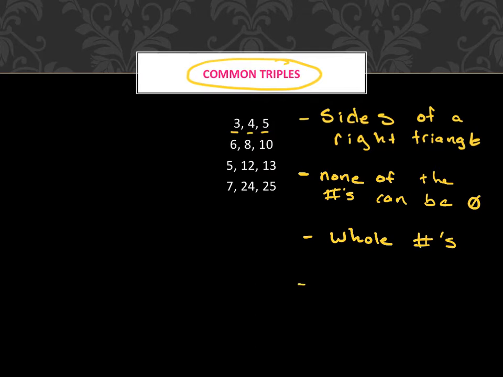And then finally, and I'll explain this in just a minute, these numbers must satisfy a squared plus b squared equals c squared. And I'm going to elaborate on what that means here in just a second.